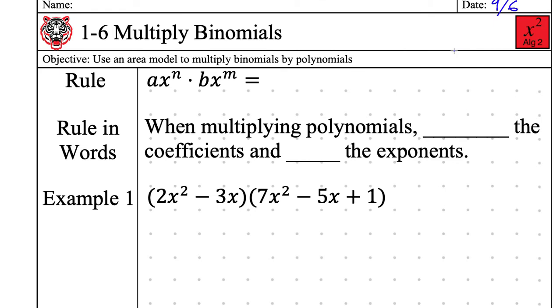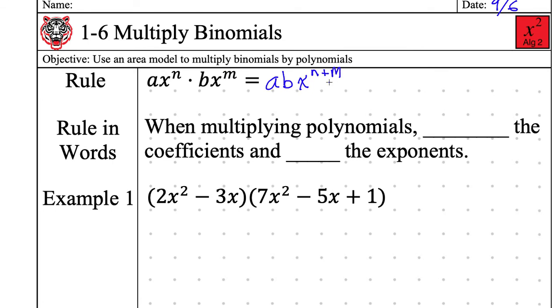If I have ax to the n times bx to the m, that is equal to what? Quiet raised hand. You should know this, Colby. abx to the n plus m. There it is. Make sure you know this. You are going to multiply the coefficients a and b together, and the exponents n and m get added together.